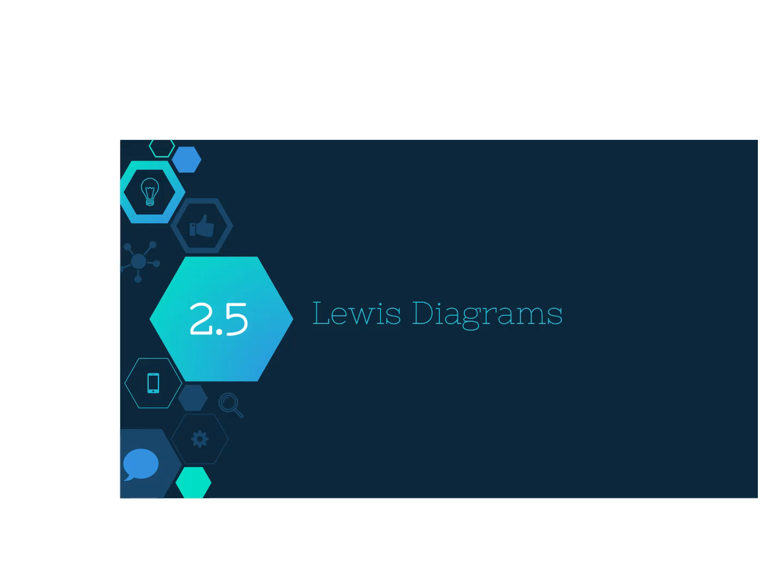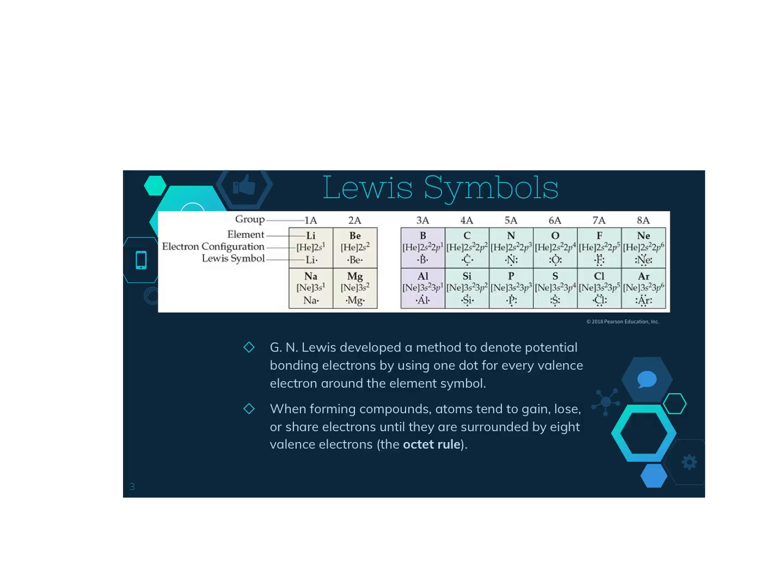Hi everyone, today we're covering topic 2.5, Lewis diagrams. So this should be a review from a previous chemistry class, but originally this was developed as a method to denote the potential bonding electrons by using a dot to represent a valence electron around each of the elements.